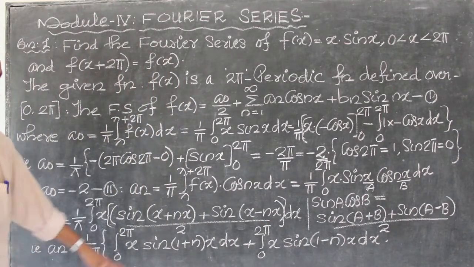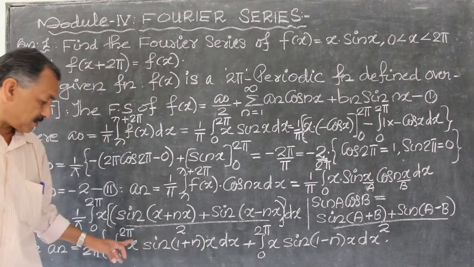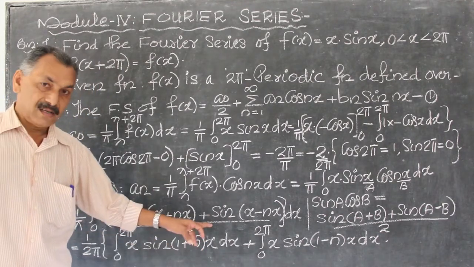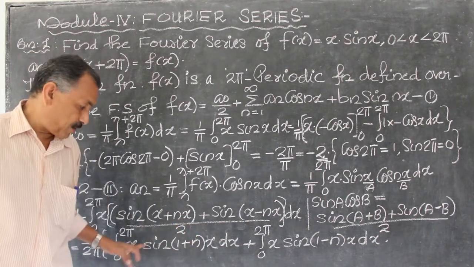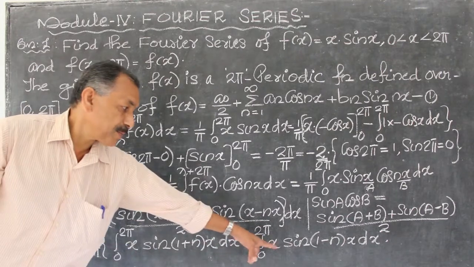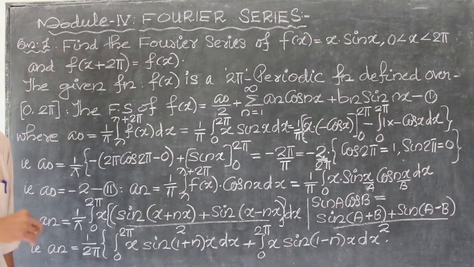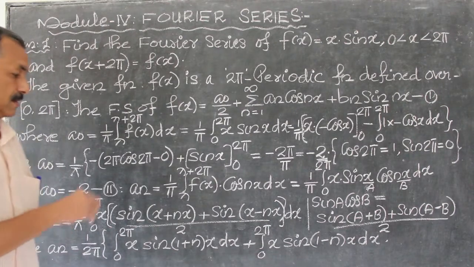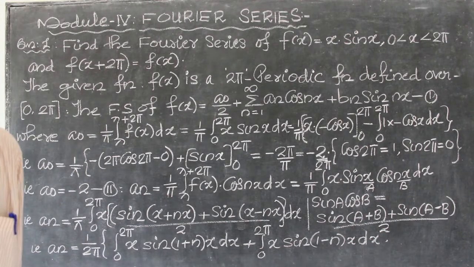Then I apply the product rule to both these functions. That is first into integral of second, minus integral of derivative of first into integral of second. Similarly, apply integration by parts to the second one. Then find the value of an.